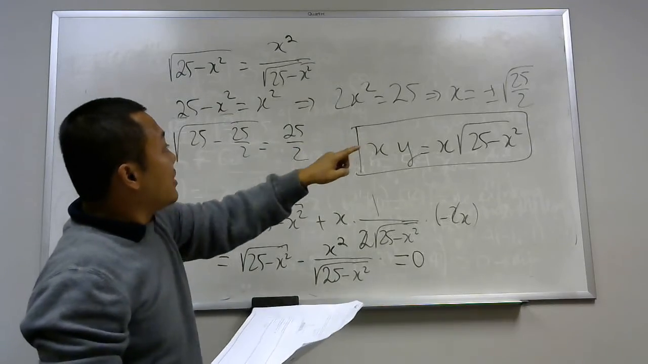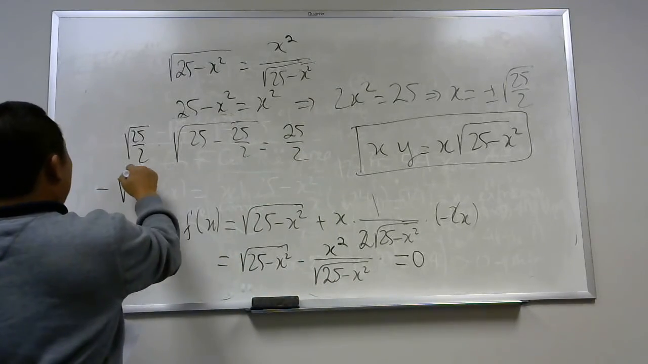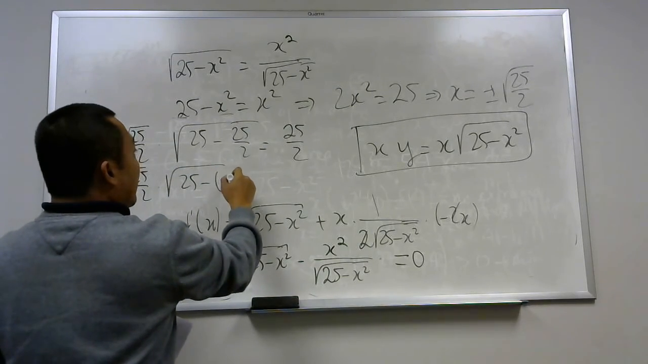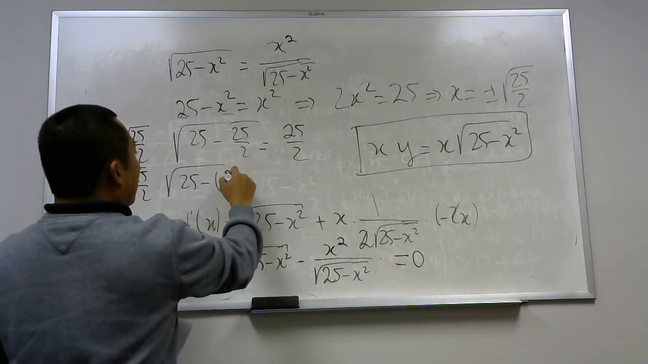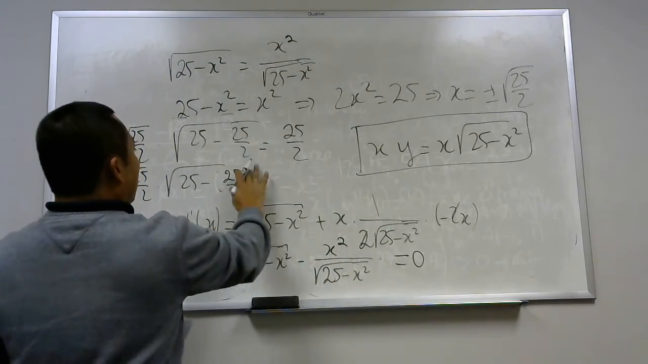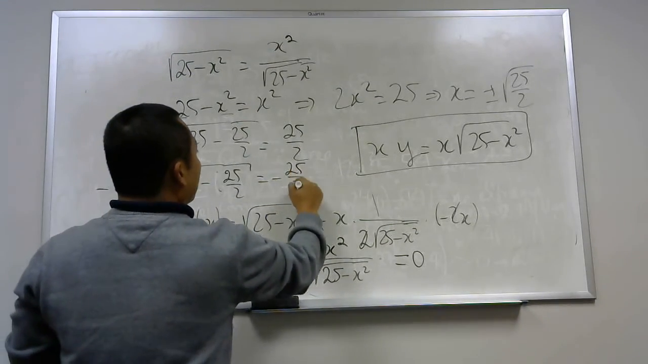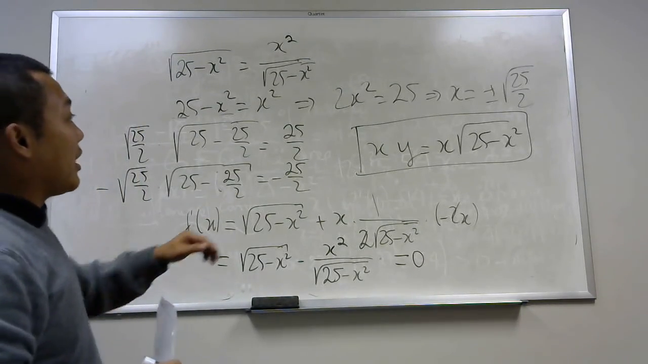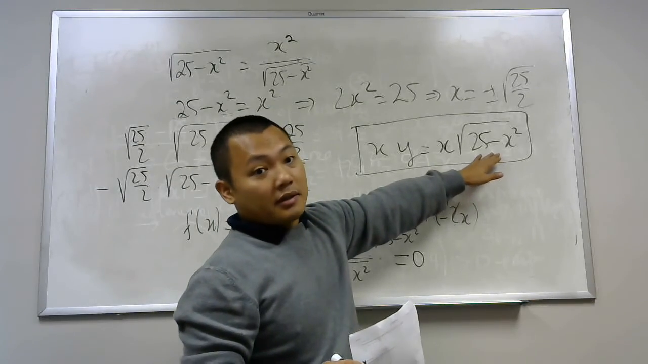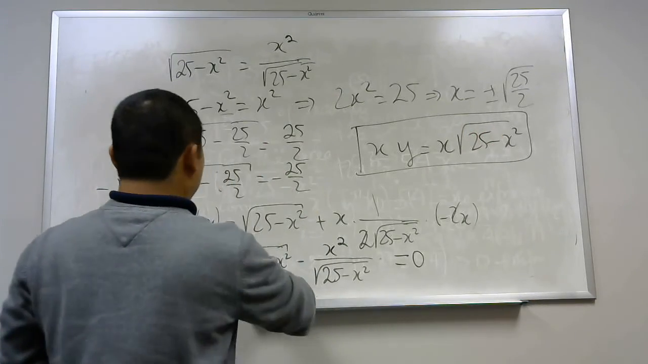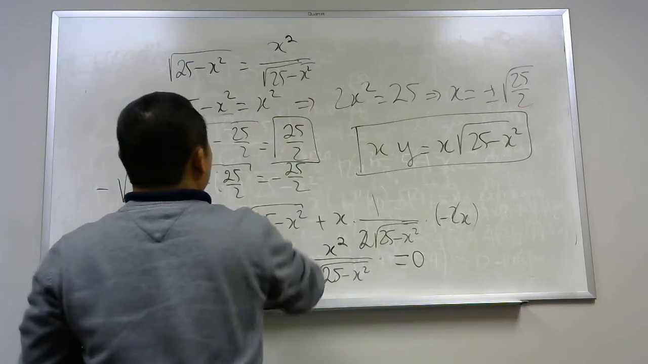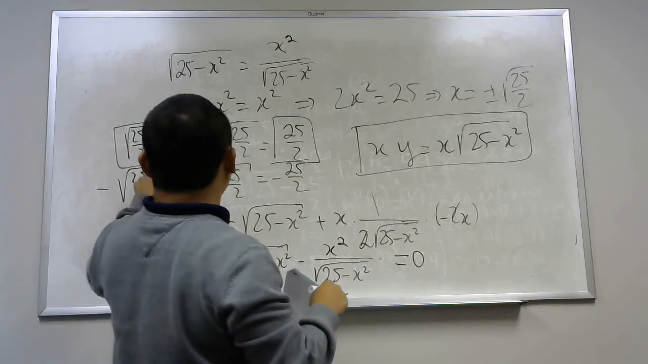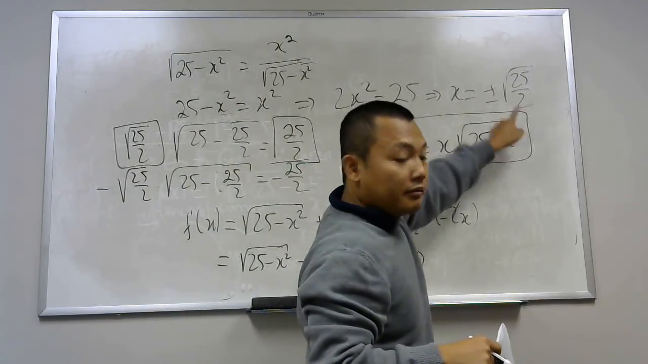Now the 2 endpoints. At negative square root of 25 over 2, you get 25 minus the square, again you get 25 over 2, right? And you get negative 25 over 2. I will show you the picture again, you see. And when x is at the two endpoints, the area is just 0, so there's nothing to do with that. So actually, that is our solution. The maximum area is equal to 25/2 when x is equal to the square root of 25/2.